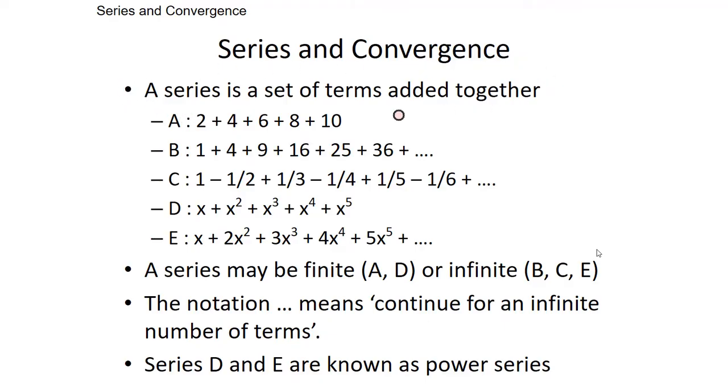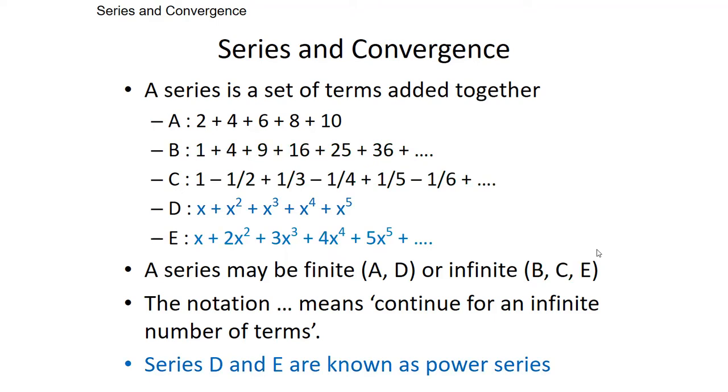In this course, we'll use a working definition of a series: a set of terms added together. We have some examples of series here. We can see each of them seems to have its various differences. Series A and D contain only a finite number of terms, 5 in each case, while series B, C and E each contain an infinite number of terms. The notation here with the dots means continue indefinitely, for an infinite number of terms.